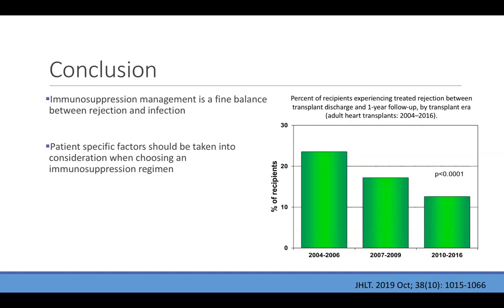And so I think especially what I've noticed here at Mount Sinai is we don't have as high rates of rejection as we do infection rates. So I'm always more mindful of over-immunosuppressing our patients here, especially because I've noticed that our rates of infection are higher than our rates of rejection here.